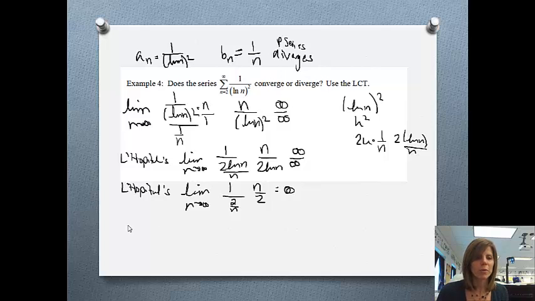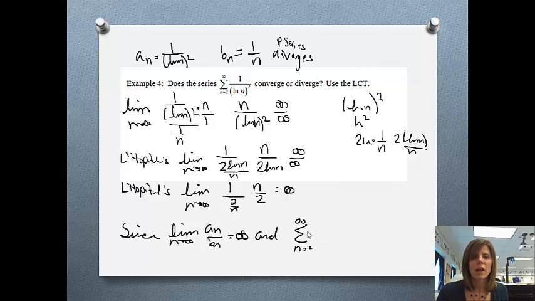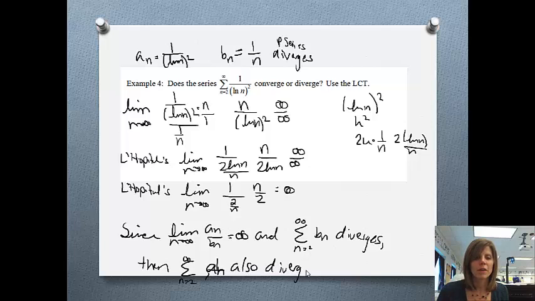So we can now say, since the limit as n approaches infinity of a sub n over b sub n is equal to infinity, and the sum from n equals 2 to infinity of b sub n diverges, then I can say the sum from n equals 2 to infinity of 1 over (ln n) squared, we'll just call it a sub n, also diverges. So hopefully now you can use the limit comparison test to find whether an infinite series converges or diverges.